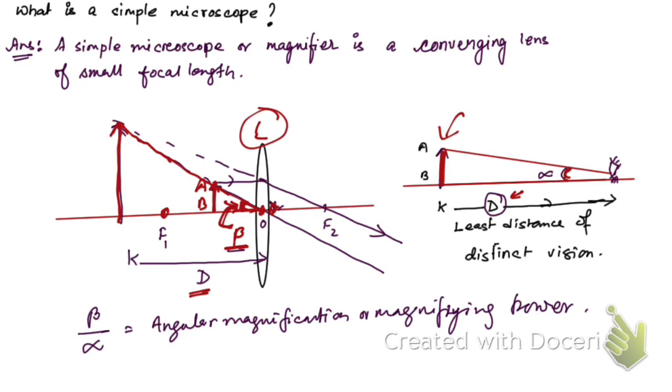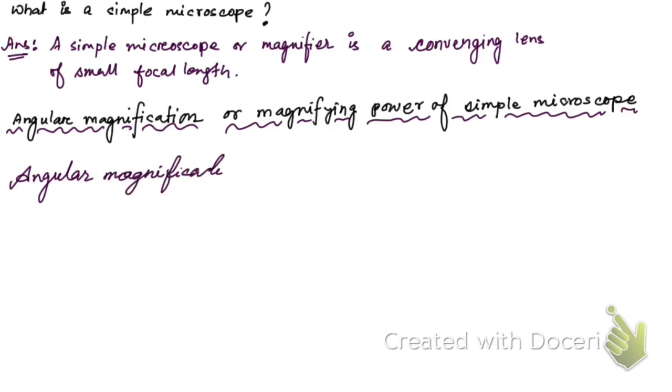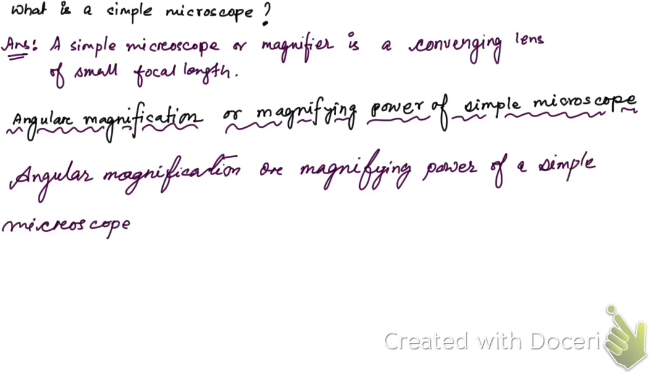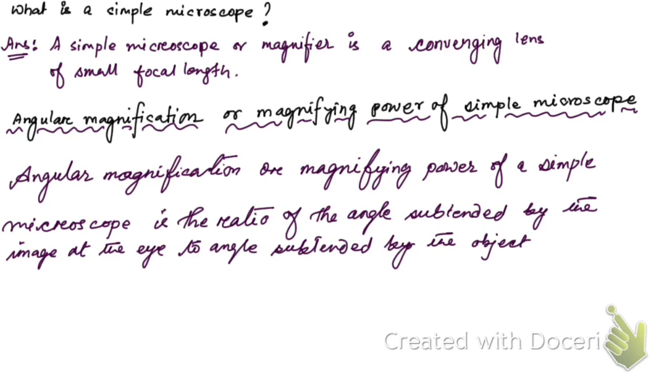So that angle is beta, and the ratio of these two angles, beta and alpha, is the angular magnification. Hope you have understood this. Now let me write the definition of angular magnification. The angular magnification or magnifying power of a simple microscope is the ratio of the angle subtended by the image at the eye to the angle subtended by the object at the eye.